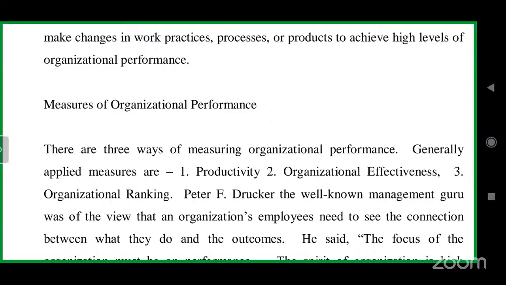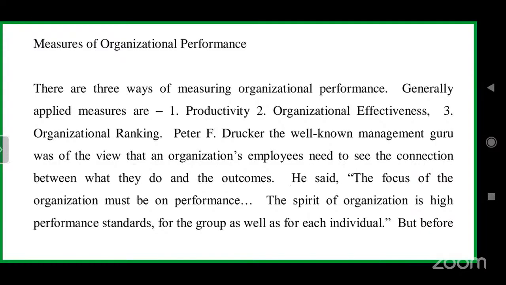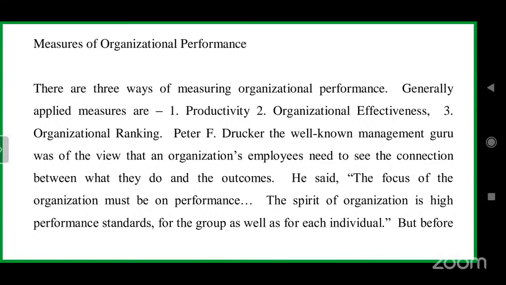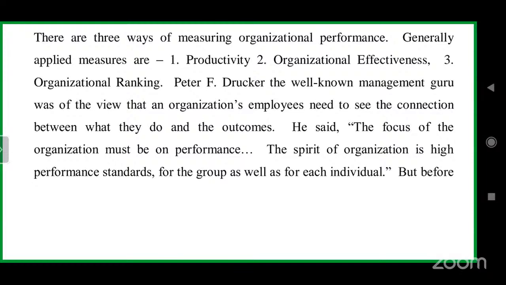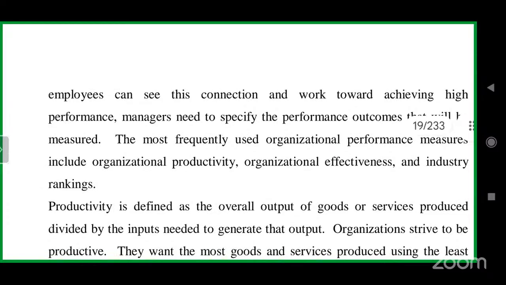Measures of organizational performance. These are the three ways of measuring organizational performance. Generally applied measures are productivity, organizational effectiveness, and organizational ranking. Peter F. Drucker, the well-known management guru, was of the view that an organization's employees need to see the connection between what they do and outcomes. He said the focus of the organization must be on performance. The spirit of the organization is high performance standards for the group as well as for each individual. But before employees can see this connection and work toward achieving high performance, managers need to specify the performance outcomes that can be measured. The most widely used organizational performance measures include organizational productivity, organizational effectiveness, and industry ranking.